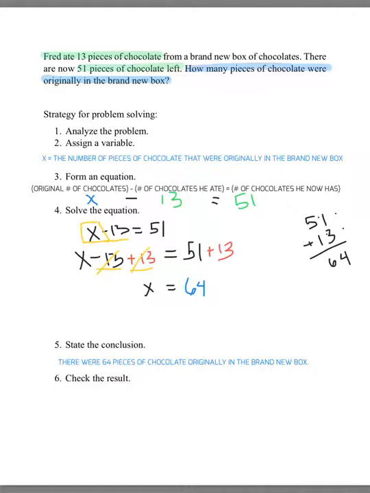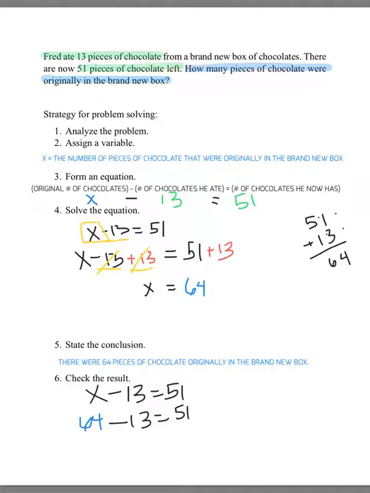There we go. So now let us check the result. Just like when solving the equation, the first thing we want to start off with is the original equation found in step 3. So x minus 13 equals 51. However, when you check the result, we plug in the values that we already know. So we know x is equal to 64. So then we have 64 minus 13 equals 51.